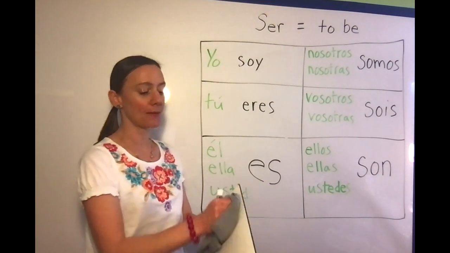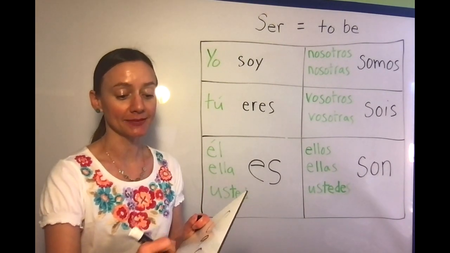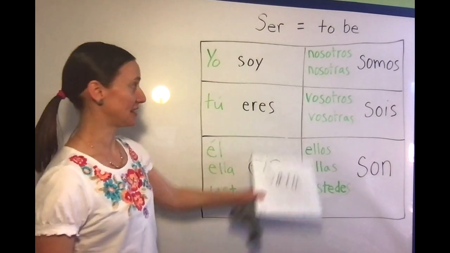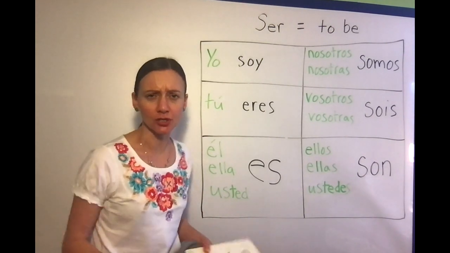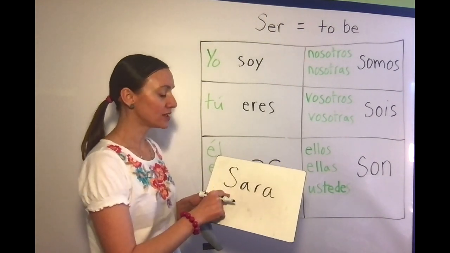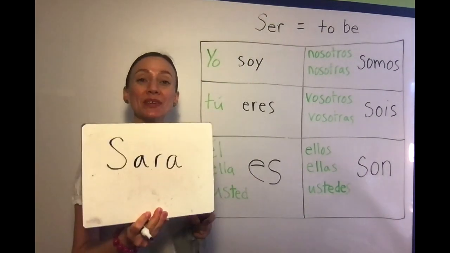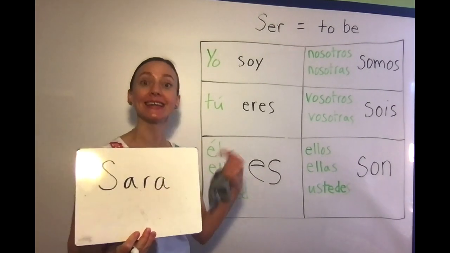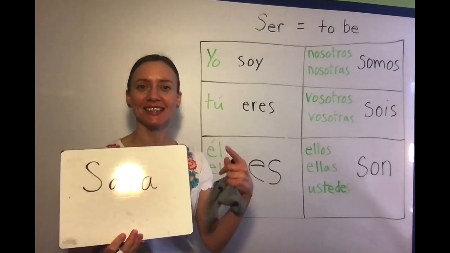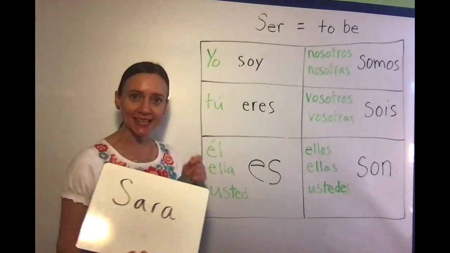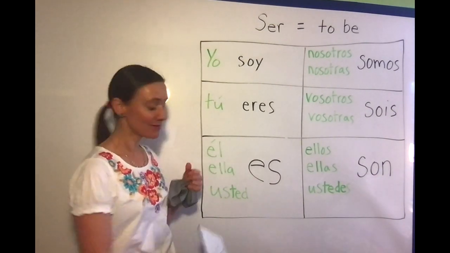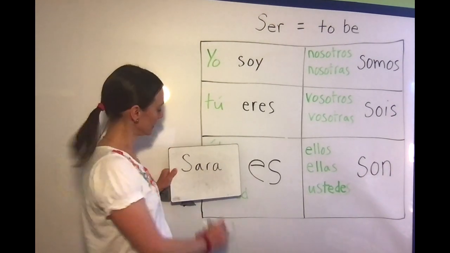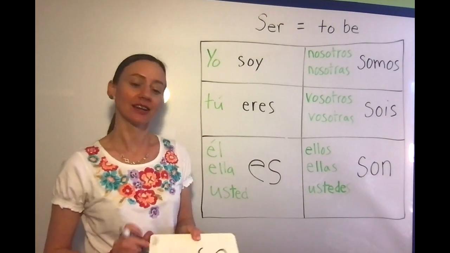Let's try another one. Let's pretend we're talking about somebody named Sarah. Once again, Sarah's not on this chart, so how do we know which one to do? Well, we have to think about which pronoun we could use to replace Sarah's name. Well, if in English I'm like, Sarah is smart, Sarah is intelligent, she is intelligent. How do we say she in Spanish? "Ella." Therefore, we would say "Sarah es." And that's how you would say Sarah is.